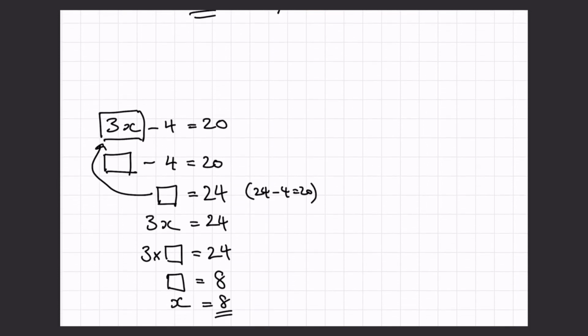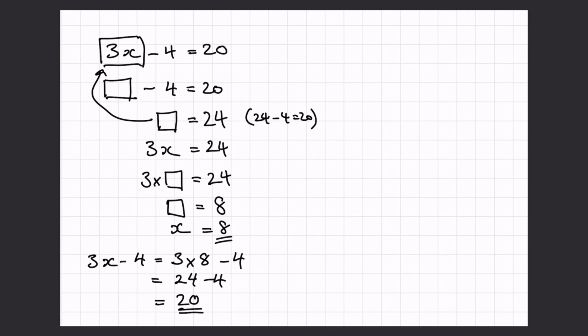Let's look at this question. I'll rewrite it. We have 3x subtract 4 is equal to 20. Here's our left-hand side and here's our right-hand side. The first thing I want to do is we've got 3x subtract 4.